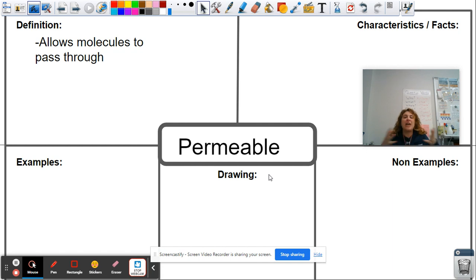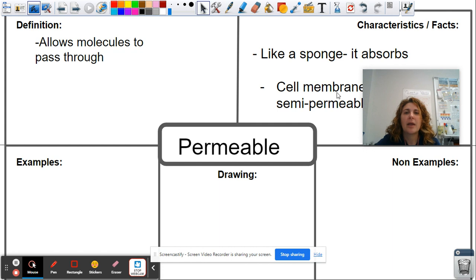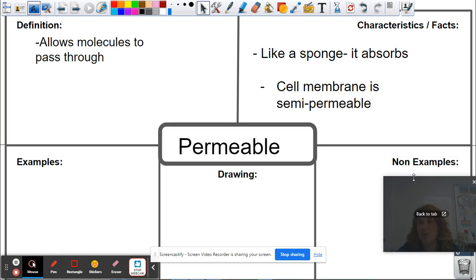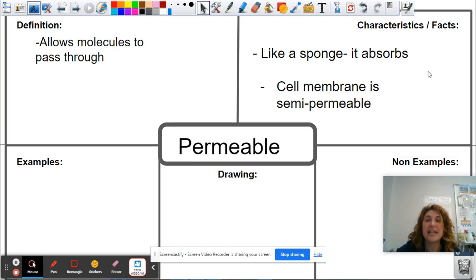So a paper towel, right? Water can get through the paper towel. Water cannot get through glass. So it allows molecules to pass through. We're going to talk about it in regard to the cell membrane. What is it allowed to get into the cell or out of the cell? What does it actually move through? It's like a sponge. So I said paper towel, right? It absorbs. Things can get into it and get through it if something is permeable.